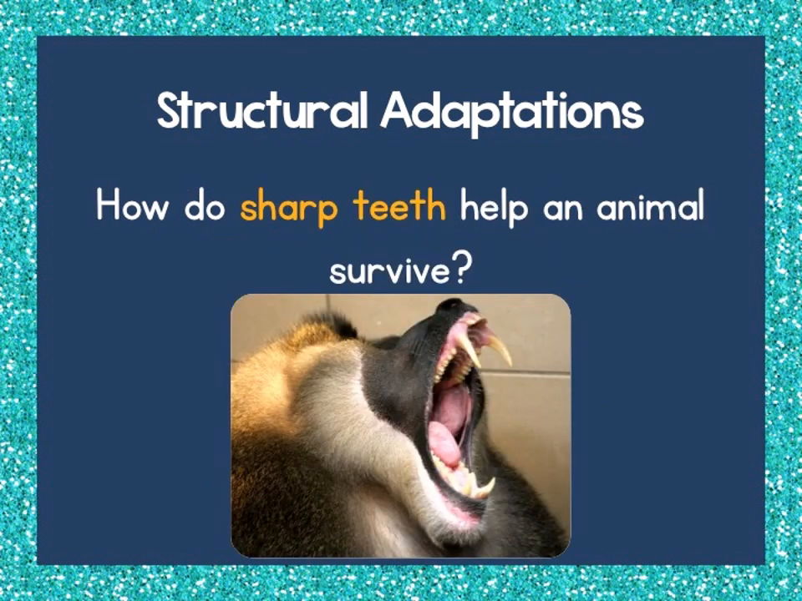How do sharp teeth help an animal survive? Well, sharp teeth is a great resource for catching prey. We'll see that a lot of our structural or physical adaptations are about how to catch prey or avoid predators. And in this case, if we think about the animals with really sharp teeth, tigers, lions, this scary monkey, these are all predators that are attacking other animals, and so the sharp teeth help catch prey.